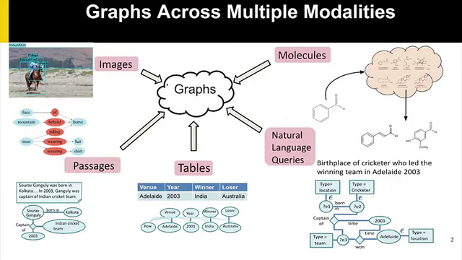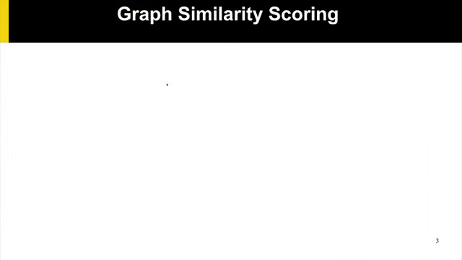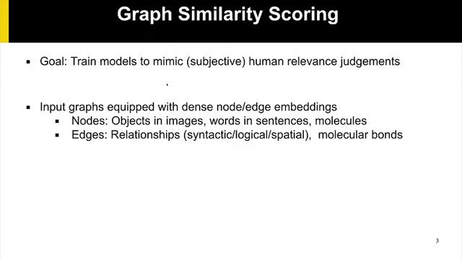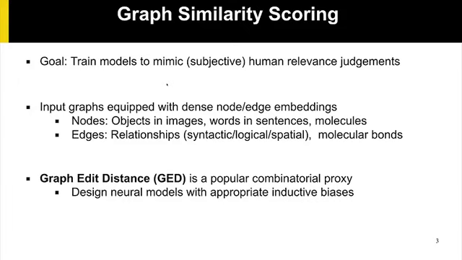bonds. Given the widespread use of graphs across all such modalities, it is therefore essential to design some sort of a graph similarity scoring function which can mimic subjective human relevance judgments while factoring in graph structures as well as the complex node and edge features arising from various application domains. As such, a common approach is to use combinatorial surrogates, and GED is one such popular proxy.